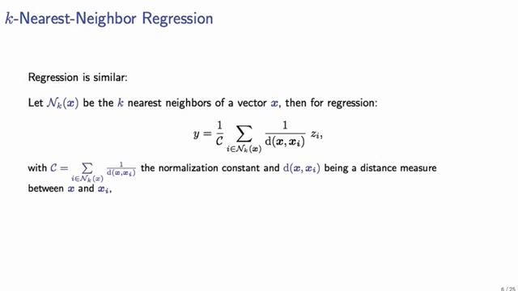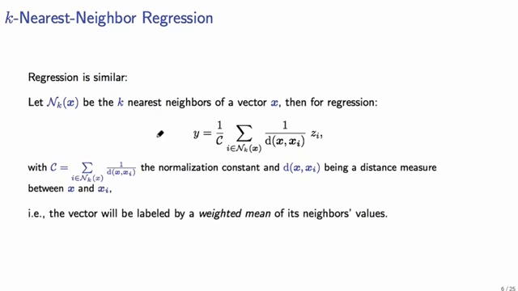For regression, we do something quite similar. Here, we use the k nearest neighbors to compute a weighted average of the labels of the neighbors. And we weigh each label by the distance of the neighbor to the new unseen point. And that means that the points within the neighborhood that are closest will have the most influence on the result. Together with the normalization constant, this means that we label a new vector x by the weighted mean of its neighbors' values.